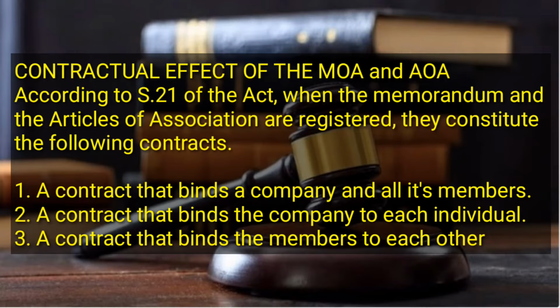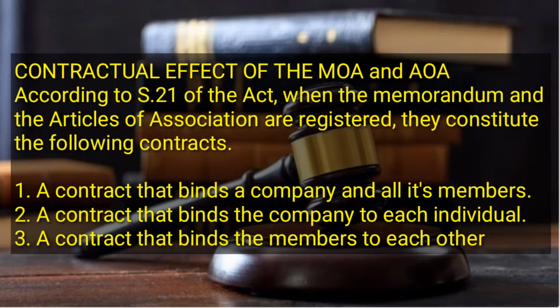Another contract is a contract that binds the company to each member. Any member may enforce his rights against the company by legal action, by virtue of the existence of the Memorandum and Articles of Association, even where the member did not personally sign the Memorandum and the Articles. They are able to enforce their rights against the company. So it creates a contract that binds the company to each member.